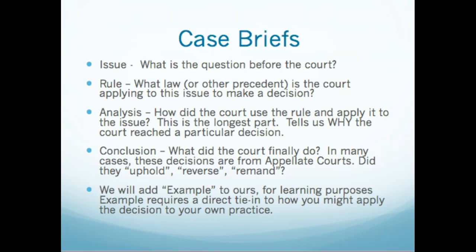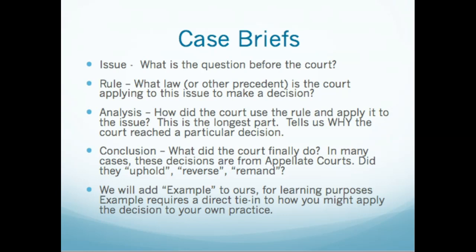A lot of times they say we remand it back to the court which made the decision. We think you may have erred, but we're going to give you a chance to correct the error. They could completely reverse it, or they could uphold what the court said. And in many cases, and probably most cases, laws or decisions of lower courts are upheld because they've done it correctly. In our examples, in our case briefs, we're going to add an example to ours.